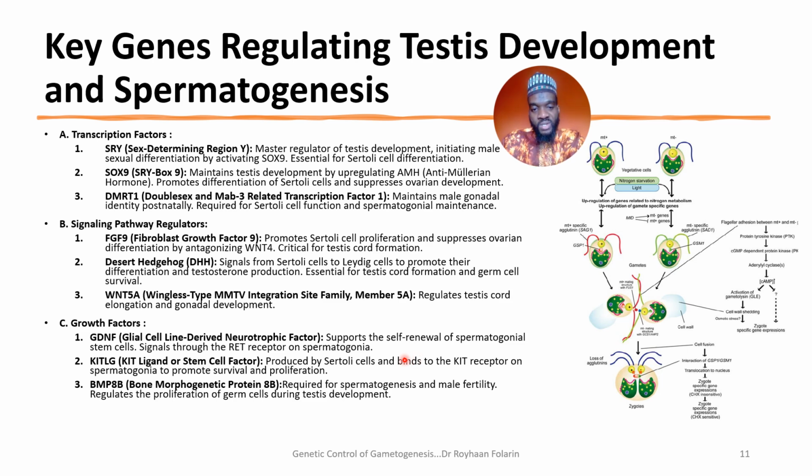spermatogonial stem cells. So it signals through the RET receptor on spermatogonia. We have the KITLG, which is the KIT ligand or stem cell factor. It's produced by the Sertoli cells, and it binds to the KIT receptor on the spermatogonia to promote survival and proliferation. And lastly, we have the BMP8B. That's bone morphogenetic protein 8B, which is required for spermatogenesis and male fertility. It strongly helps in proliferation of germ cells during development.